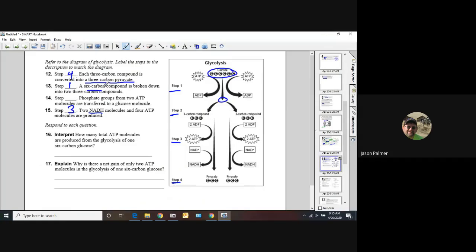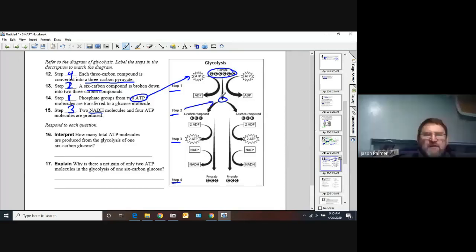All right, so I think this is 1, because this is the ATP tier. So this has to be 2. So right, step 2, that's where the carbon is not being broken down. All right, so that's a little confusing because it says a 6-carbon.